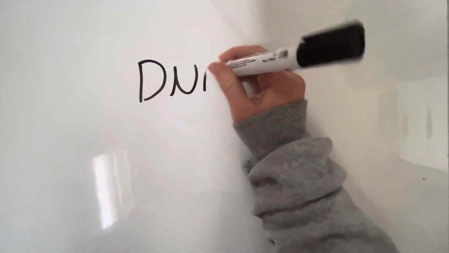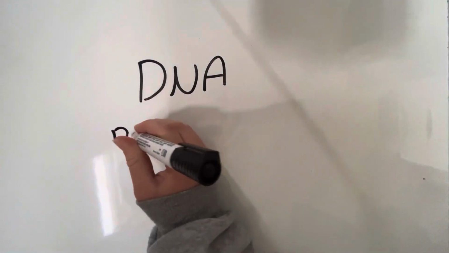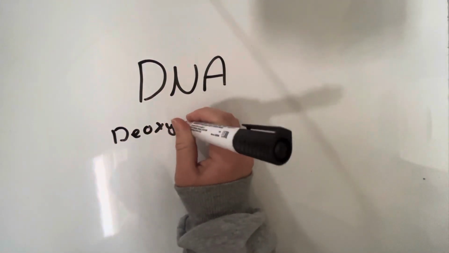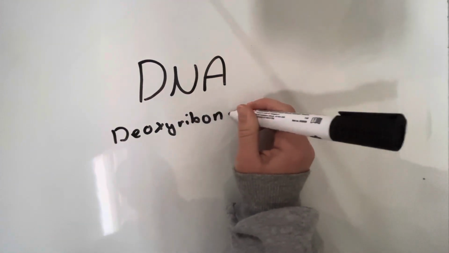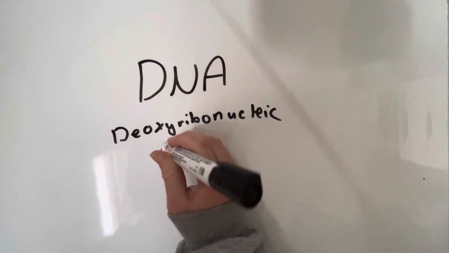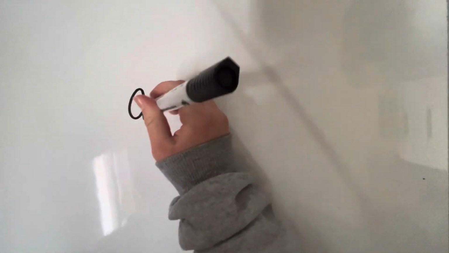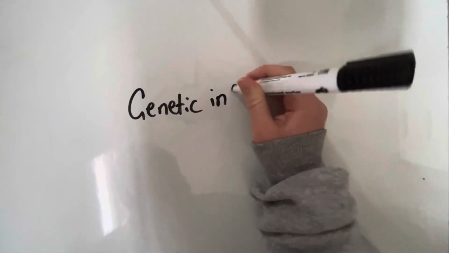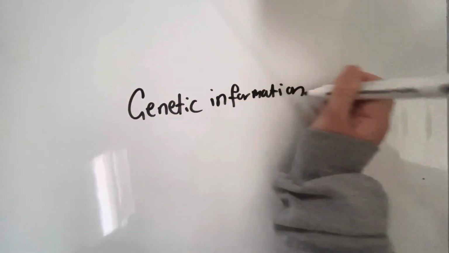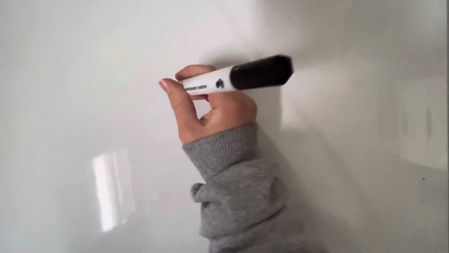Inside of the nucleus we have something called DNA. DNA stands for deoxyribonucleic acid. I know, it is a mouthful. DNA is the chemical which carries our genetic information. In other words, it makes up who we are. So what does DNA look like?